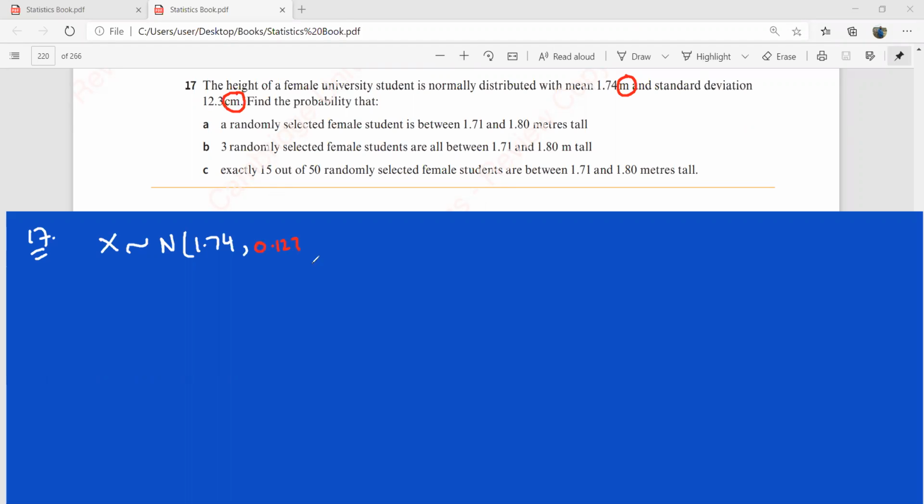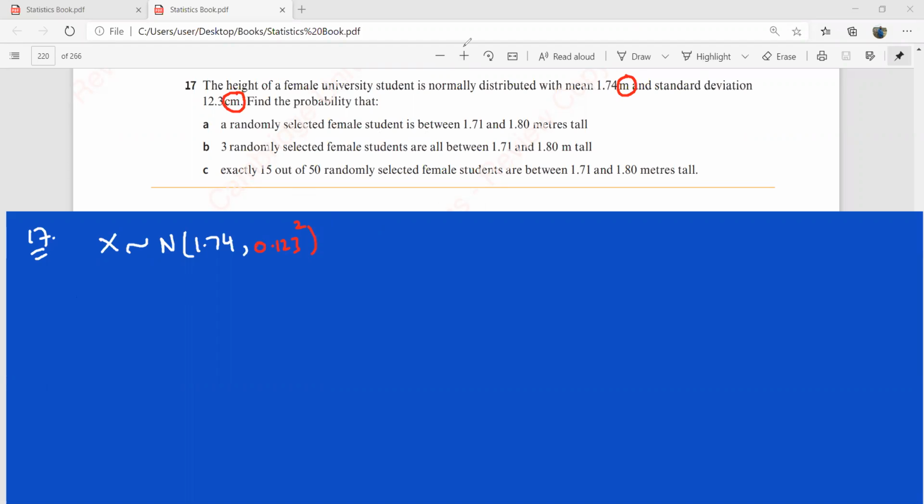0.123 meters, okay? And since it's a standard deviation, I need to put a square over here, because the parameters for your normal distribution are the mean and the variance. We were given the SD, the standard deviation, so I have to put a square on it. Then it says a randomly selected female student is between 1.71. We have to find the probability that a randomly selected female student is between this and this.